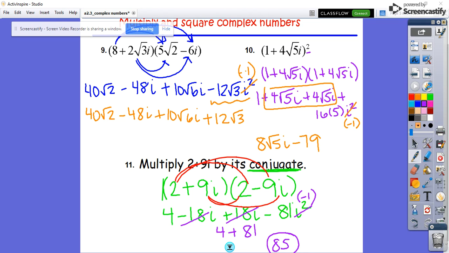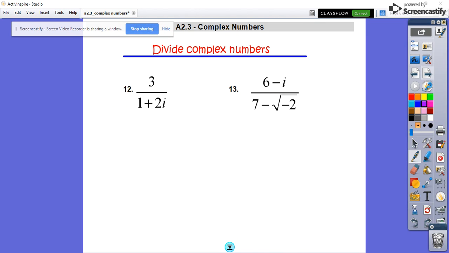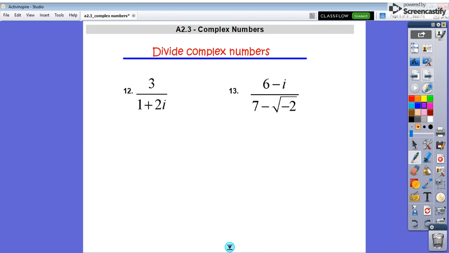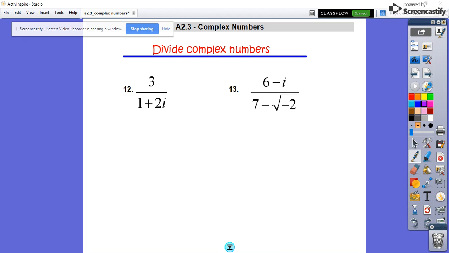When you multiply an imaginary number by its conjugate, you get a real number, okay? You get a real number. The i's go away. So why is this important? This is important when we go to dividing, okay? So I'm going to do this first one with you, and then you're going to try. I'll jump start you on the second one, and I want you to try it.